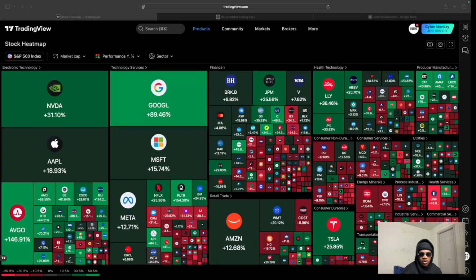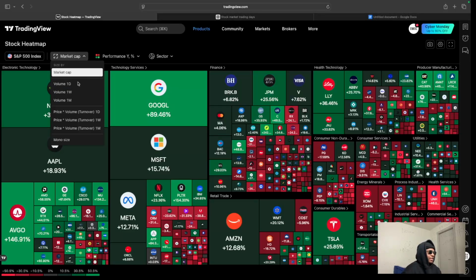So I'm going to start right here. It's something called a heat map, and this TradingView heat map is what I use. First, we're going to look at the S&P 500, and I'm going to have my stuff not on market cap.